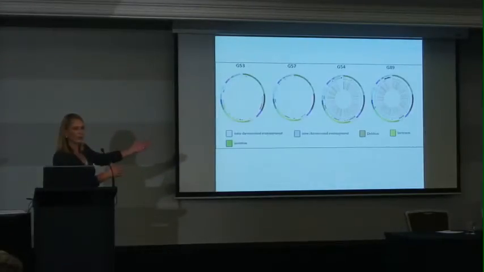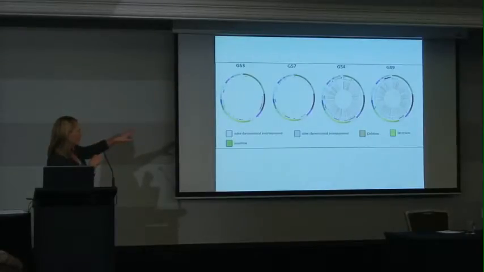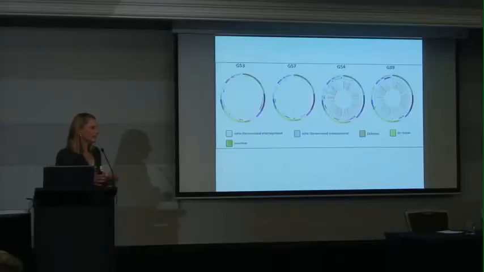And this is what the map looks like. These are circus plots. Around the outside of the circle are your chromosomes, and then these little lines that streak in are all mutations. And as you can see, G54 and G89 are completely mutated. So you would have thought that this is a bad thing, but it's not.